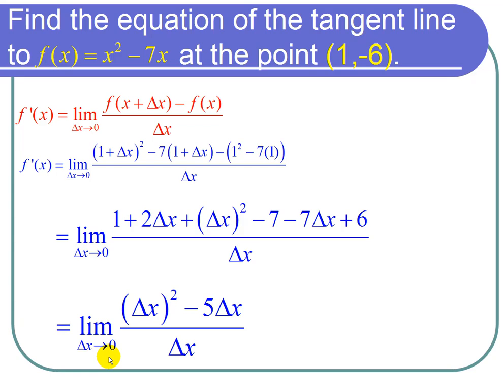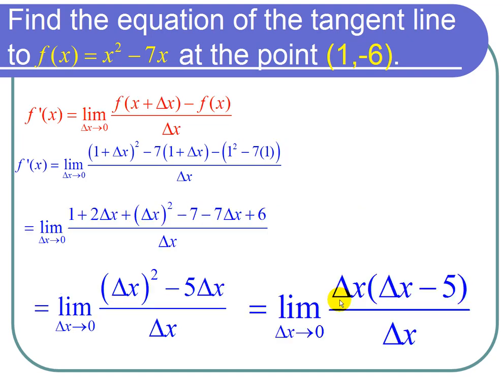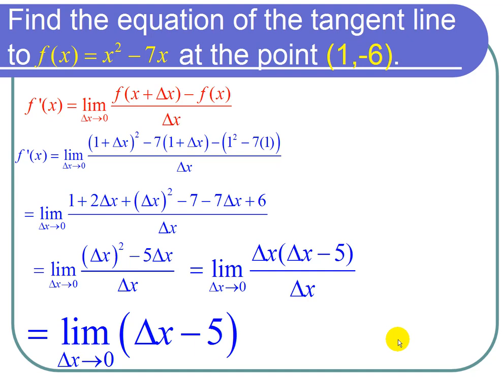So notice I have a delta x squared, a minus 5 delta x. I can factor a delta x out. And what I get when I factor is delta x times delta x minus 5. So now I have a delta x on the numerator and a delta x in the denominator, and they can cancel. So I cancel, and I get the limit as delta x approaches 0 of delta x minus 5. Remember, after canceling, we always plug in. So if we let delta x equal 0, then I end up with just negative 5.